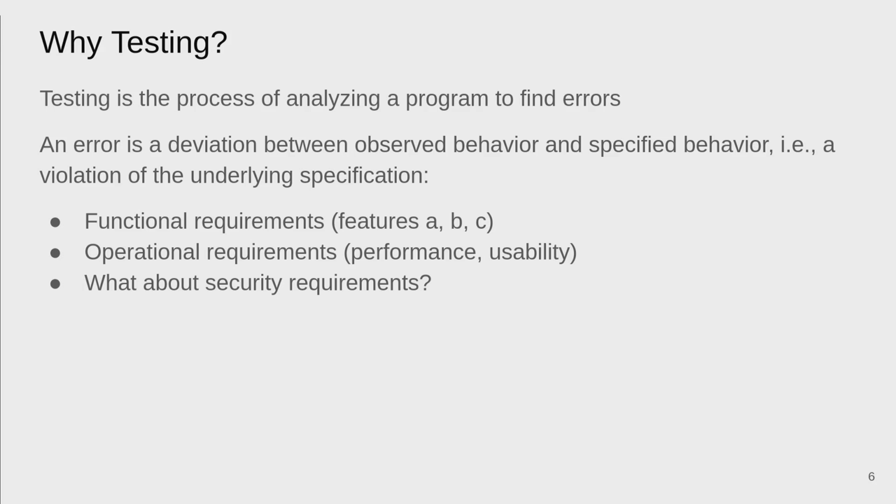And in the end, an error is some form of deviation between the observed behavior of what the program actually does and the specified behavior, as in a violation of the underlying specification. And the specification can have many different forms. For example, we can have functional requirements. So the software is supposed to have features A, B, C, and D, as in, it's supposed to have certain properties.